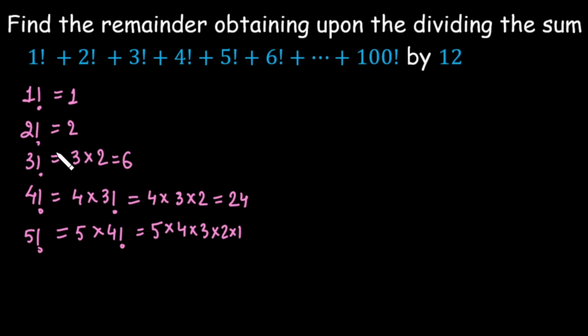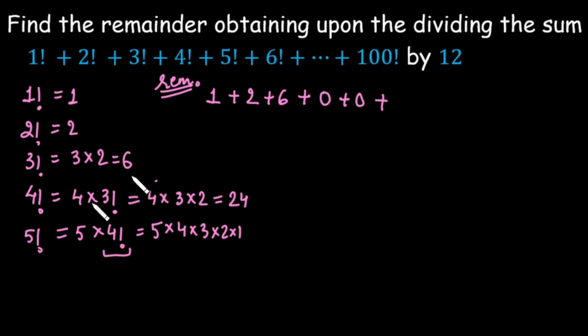Similarly, we can write the other ones, but there's no need to write them. Why? Because these three numbers are not exactly divisible by 12, as the numbers are less than 12. It means in this case we can keep them as they are. 4 factorial when divided by 12, that is 24 by 12, and in that case the remainder is 0. Here we are just writing the remainders. And when we have 5 factorial, as 4 factorial is divisible by 12, it means 5 factorial is also divisible by 12, and in this case the remainder is 0.